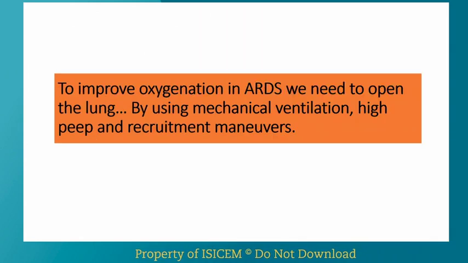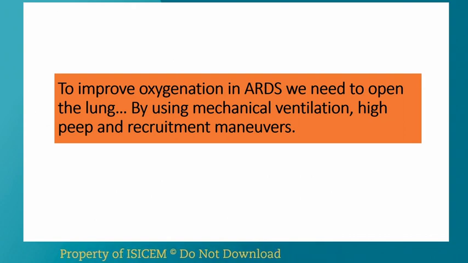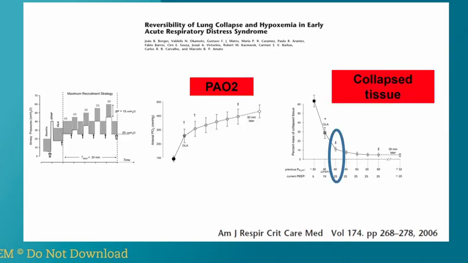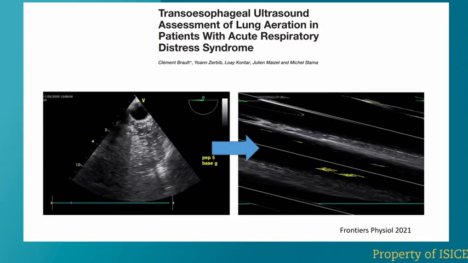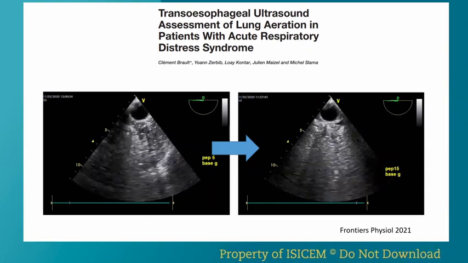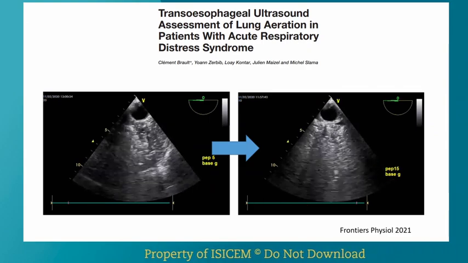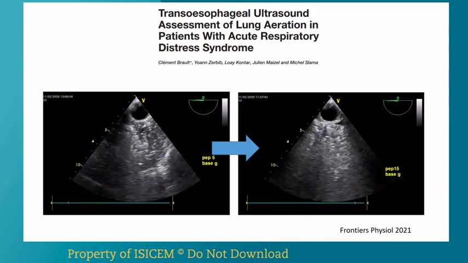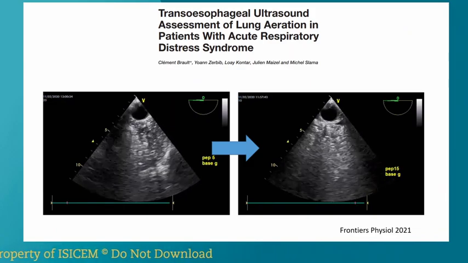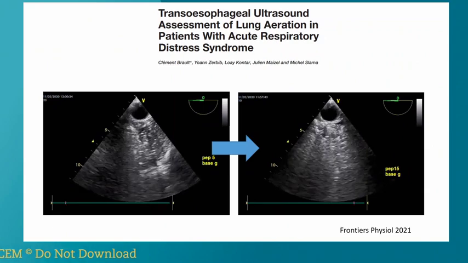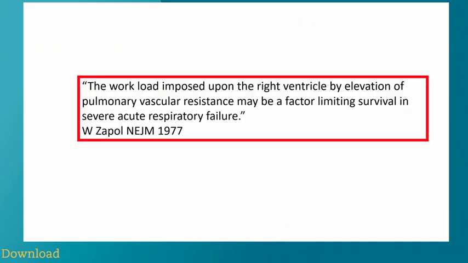So we have known for a long time that to improve oxygenation in ARDS patients, you have to open the lung by mechanical ventilation, high PEEP, and recruitment maneuvers. It was demonstrated by many authors that if you apply a high PEEP, you will decrease the collapsed tissue in patients with ARDS. And we demonstrated with Clément Brou that using TOE it's possible to assess the effect of the change of the PEEP on the lung. Just looking at the screen, you see a consolidation on the left, and this consolidation disappeared with a high PEEP of 15 centimeters of water.